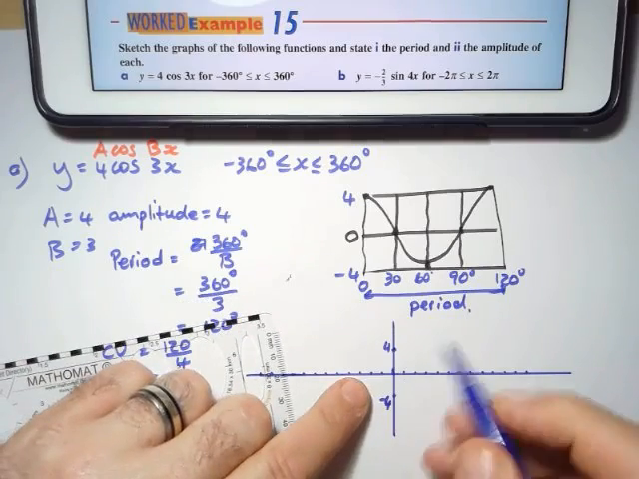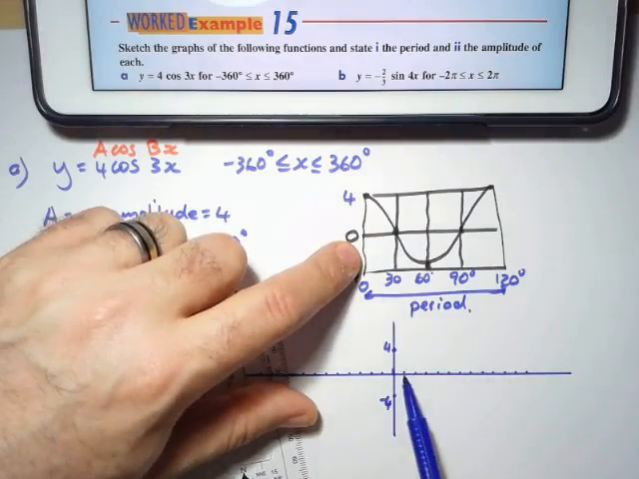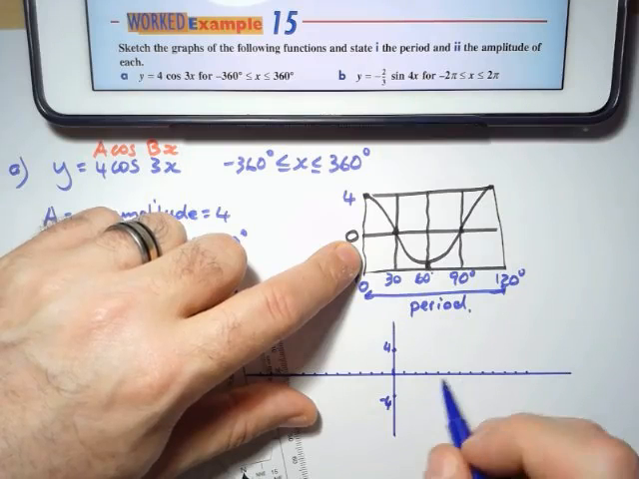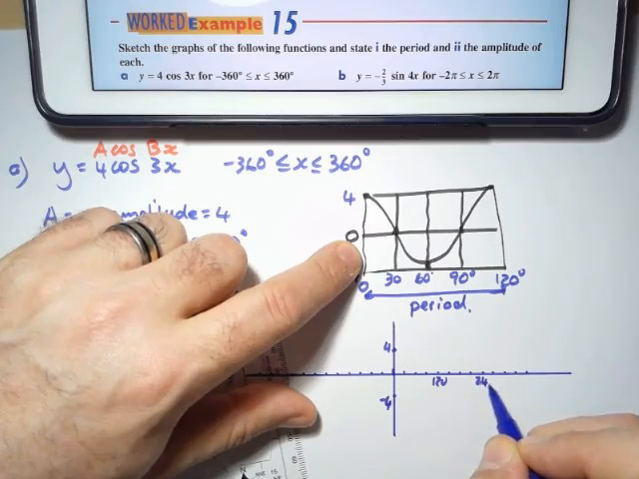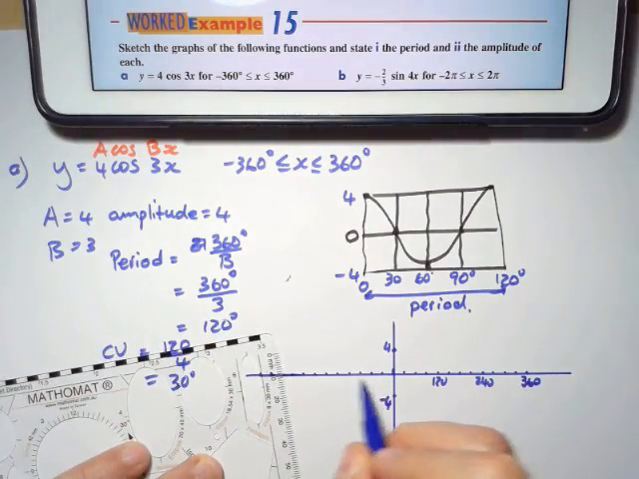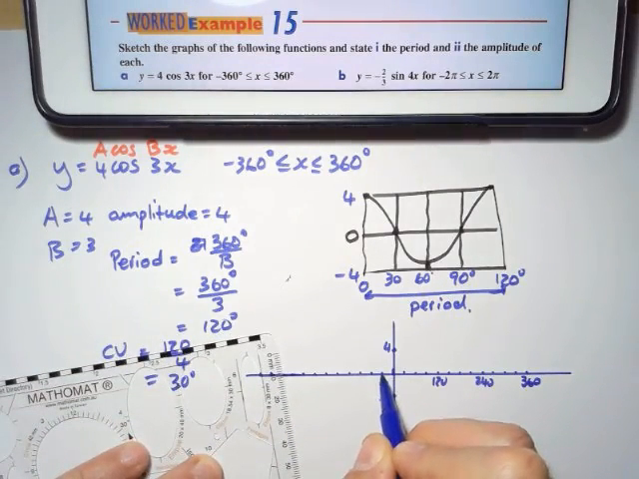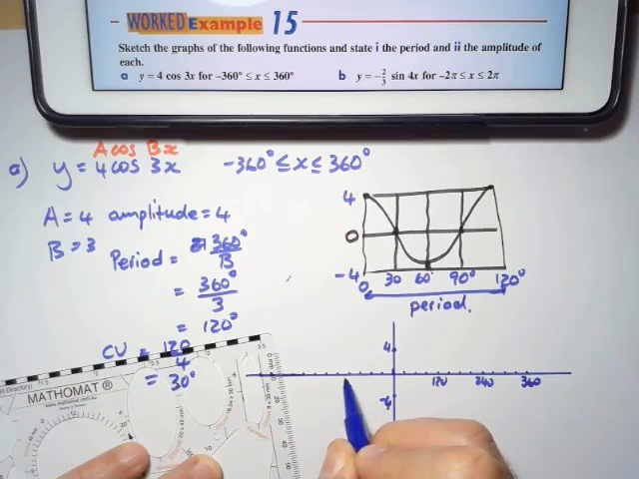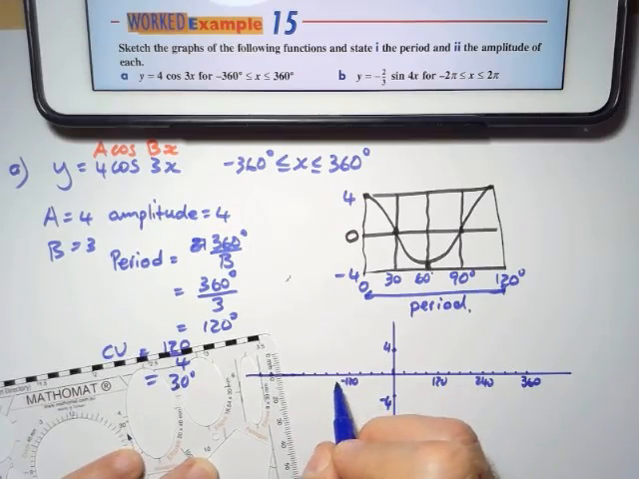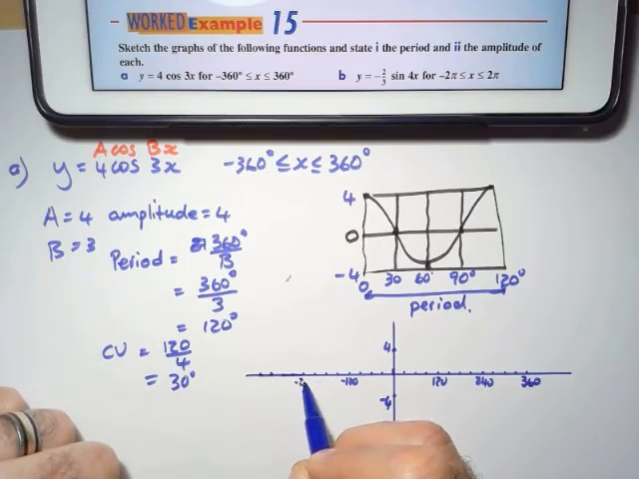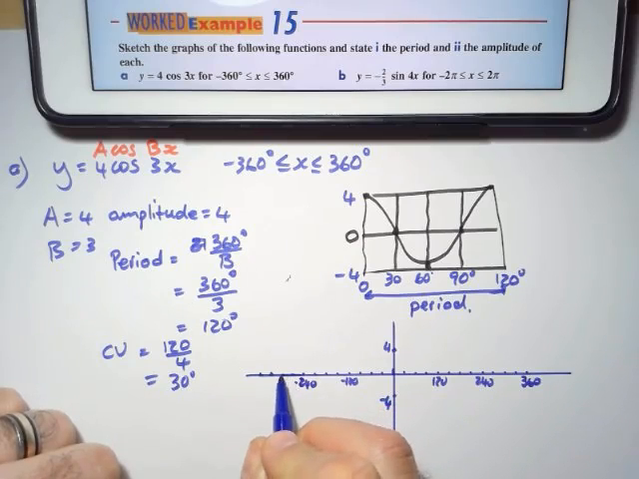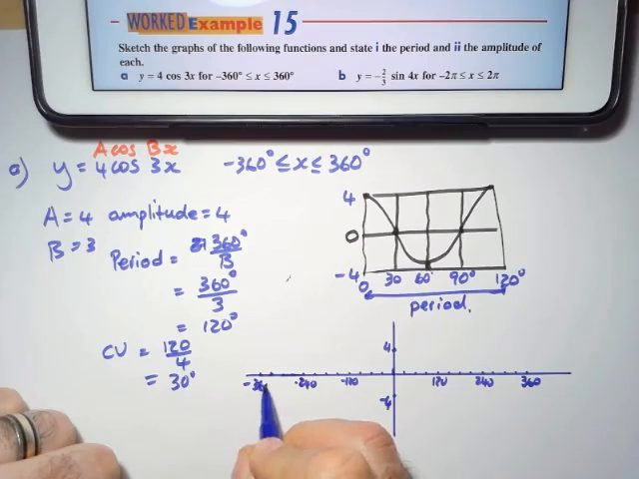And now I'm going to start there, and I'm just going to go 30 degrees, 60, 90, 120. 30, 60, 90, 120, which gives us 240. 30, 60, 90, 360 degrees, and in the opposite direction, 0, minus 30, minus 60, minus 90, minus 120, minus 30, minus 60, minus 90, minus 240, minus 30, minus 60, minus 360.